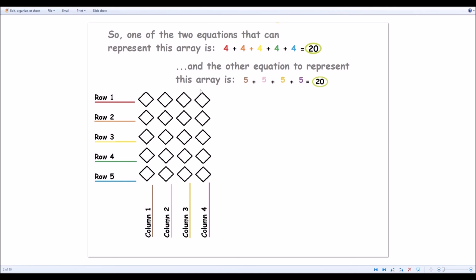So my two equations for this array would be 4 plus 4 plus 4 plus 4 plus 4 is 20, or 5 plus 5 plus 5 plus 5 is 20.